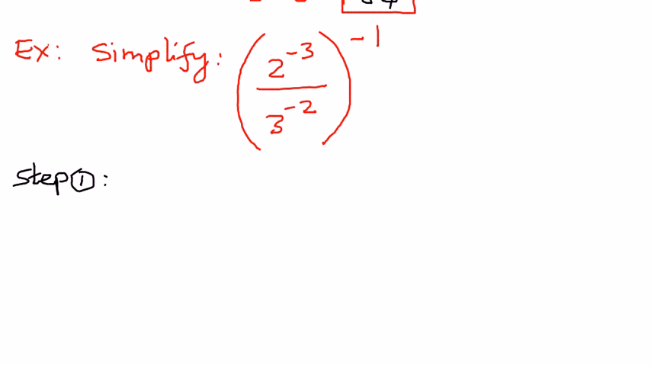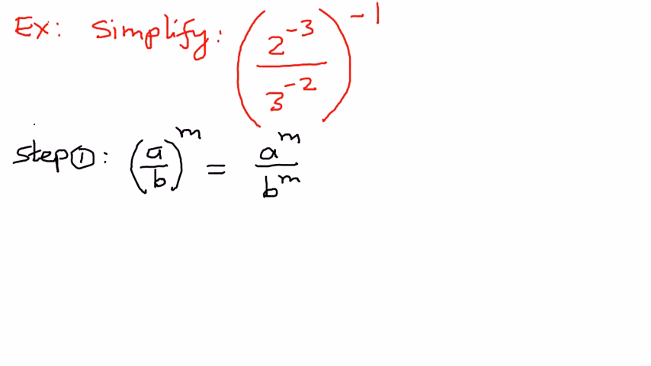If this is in the form of a over b, the whole thing raised to the power of m, isn't it? We can write this one as every one of the terms, this is like a quotient raised to the power. So every one of the terms will be raised to that power, a to the power of m divided by b to the power of m. And that is exactly what we're going to do in this particular example.